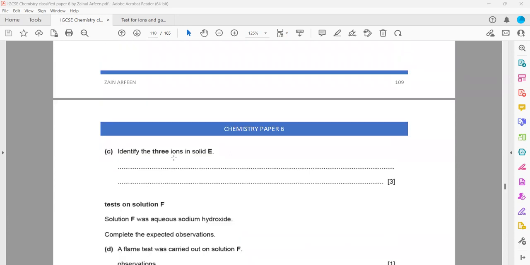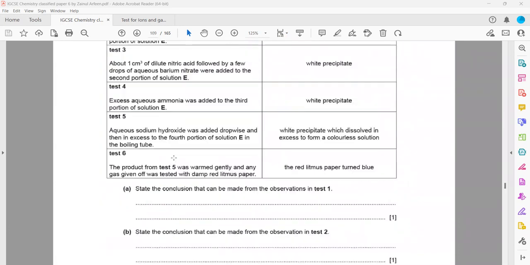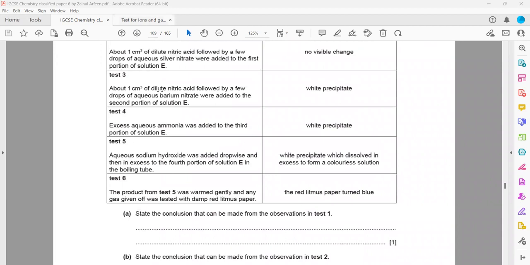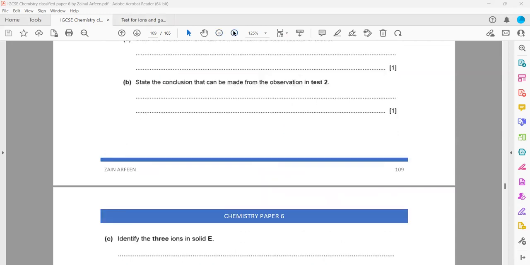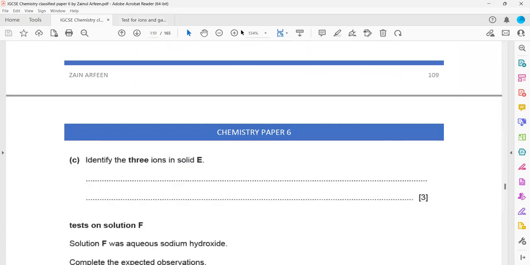Then identify 3 ions. What are the ions? Aluminium, sulfate, and ammonium. Good. So this gives an idea that there was sulfate ion, this gives an idea there is aluminium ion, and this confirms it. Ammonia gas is released, but the ion which is present is ammonium ion. So the three ions which are present are ammonium, sulfate, and aluminium.